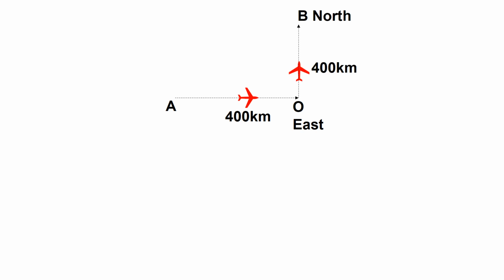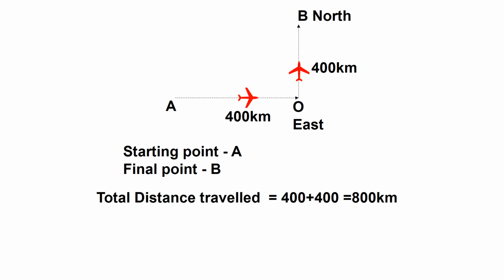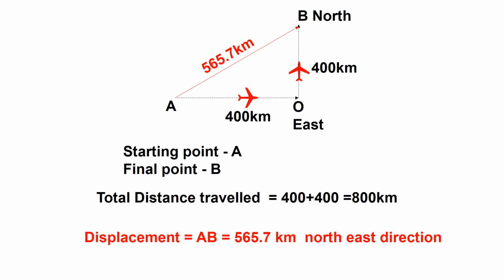The flight moves 400 km from point A to point O towards east and 400 km from point O to point B towards north. Here, A is the starting point and B is the ending point. Total distance travelled is 800 km. The displacement, on the other hand, is a straight line segment from point A to point B. It is 565.7 km in northeast direction.